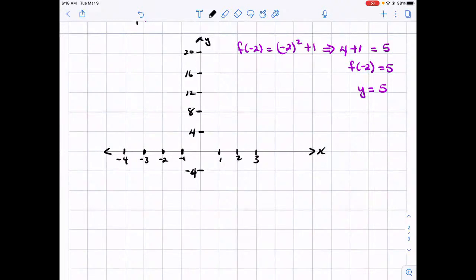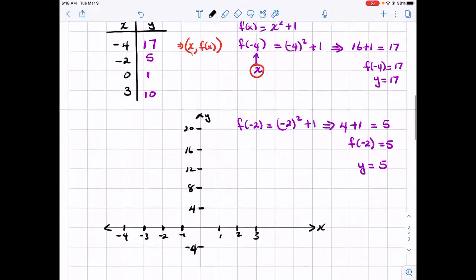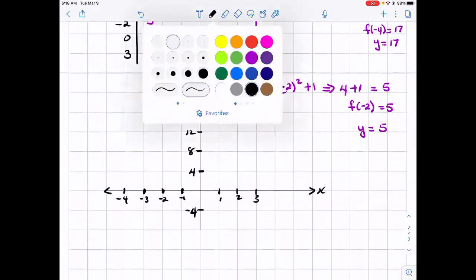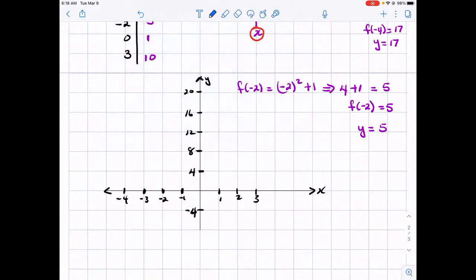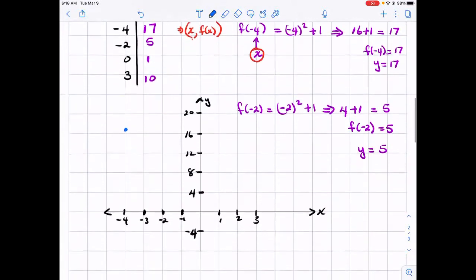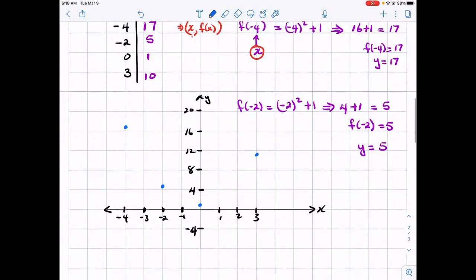This will be negative 4. So at negative 4, the value is 17, which will be just about that point here, let's say. At negative 2, it is 5, which will be just about that point. At 0, it's 1, which will be just somewhere here. And at 3, it is 10, which will be somewhere over here. You will notice that if you plot more points, you will get sort of a parabolic shape.